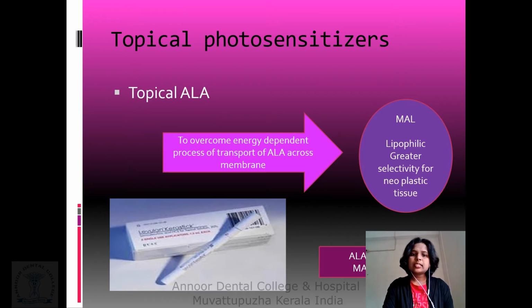Topical photosensitizers. The first topical photosensitizer was aminolevulinic acid. To overcome the energy-dependent process of transport of ALA across the membrane, its methyl ester was discovered, which is lipophilic and has greater selectivity for neoplastic tissue.